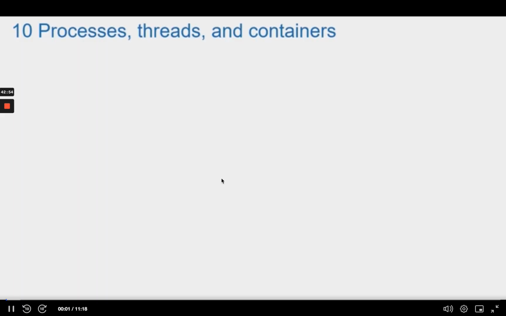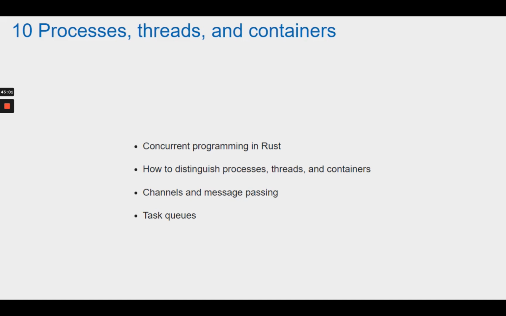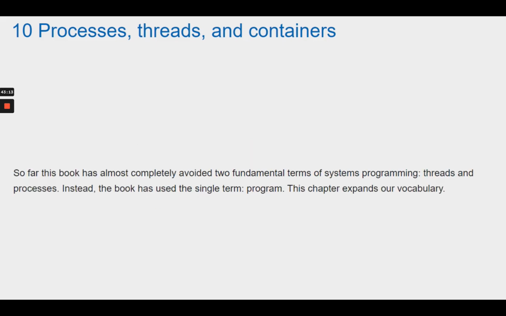Chapter 10. Processes, Threads, and Containers. This chapter covers concurrent programming in Rust, how to distinguish processes, threads, and containers, channels and message passing, and task queues. So far, this book has almost completely avoided two fundamental terms of systems programming, threads and processes. Instead, the book has used the single term, program. This chapter expands our vocabulary.